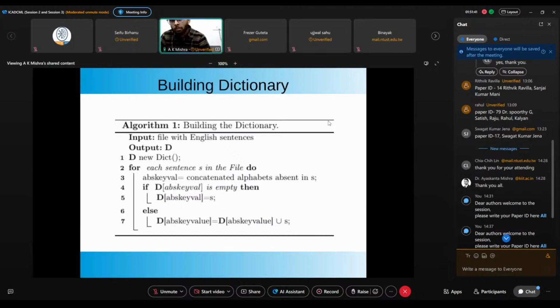If this key was already present, then we had to union this sentence with the values already present for that particular key. And if the key was absent, then we inserted the new key and the new value corresponding to it, which is the sentence we are in.